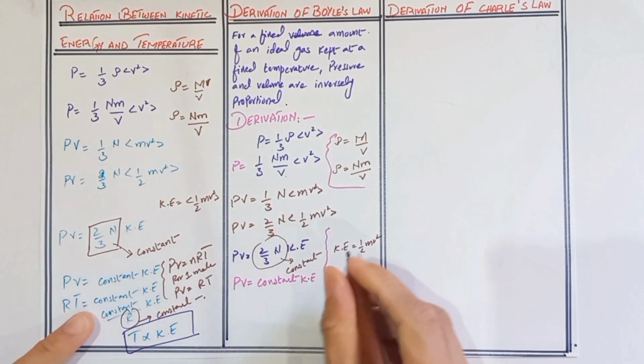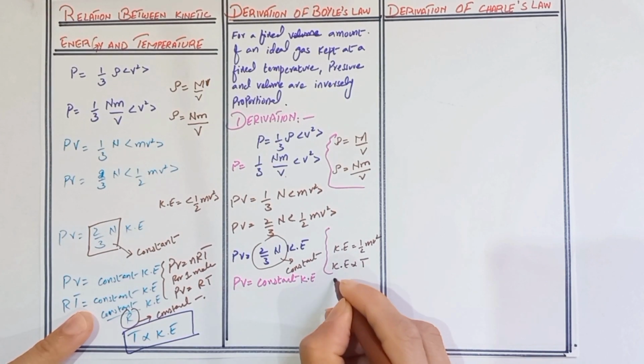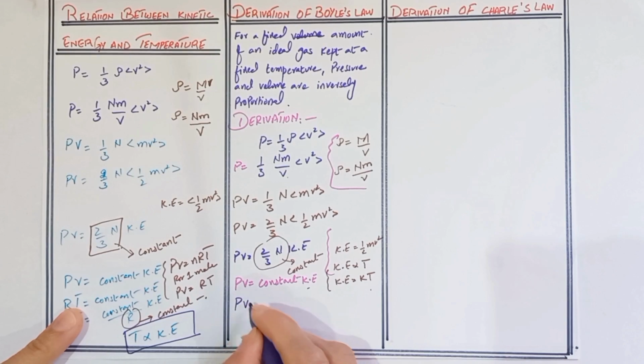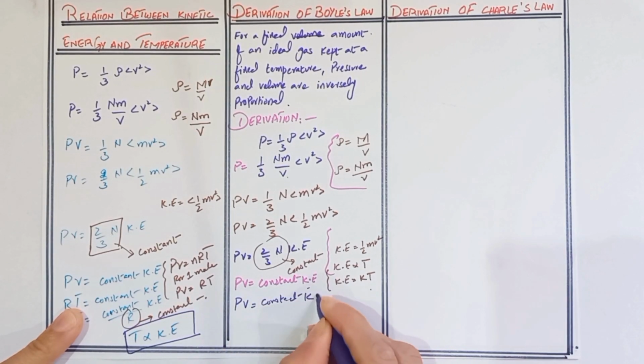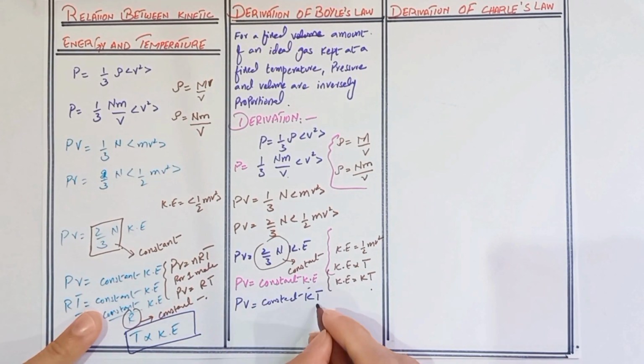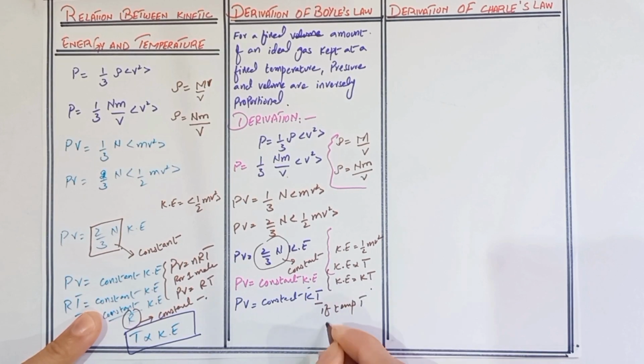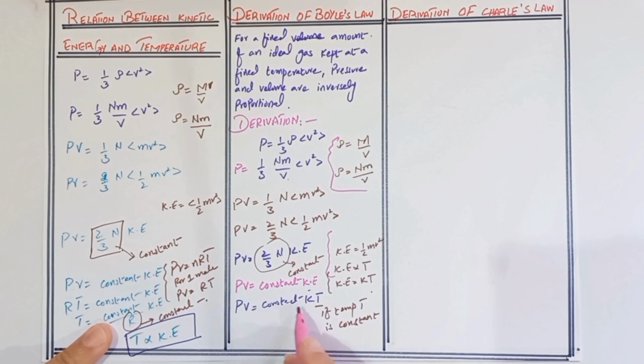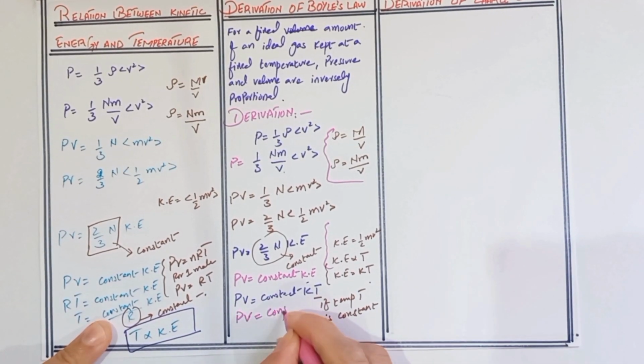According to the kinetic theory of gases, we know that the kinetic energy is directly proportional to T. If we remove the proportionality sign, we get a constant K times T. So KE is equal to KT, and we put PV is equal to constant times KT. Now if temperature T is constant, K is also constant, so the whole term is constant. So we write PV is equal to constant.